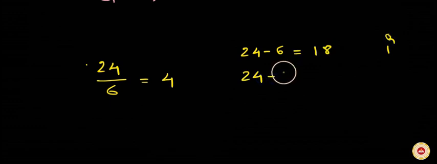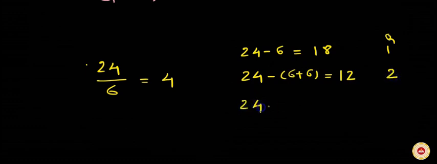24 minus 6 plus 6. That means you are subtracting 6 from 24 2 times. So 24 minus 12 is 12. You have subtracted 2 times. So write quotient 2 here.